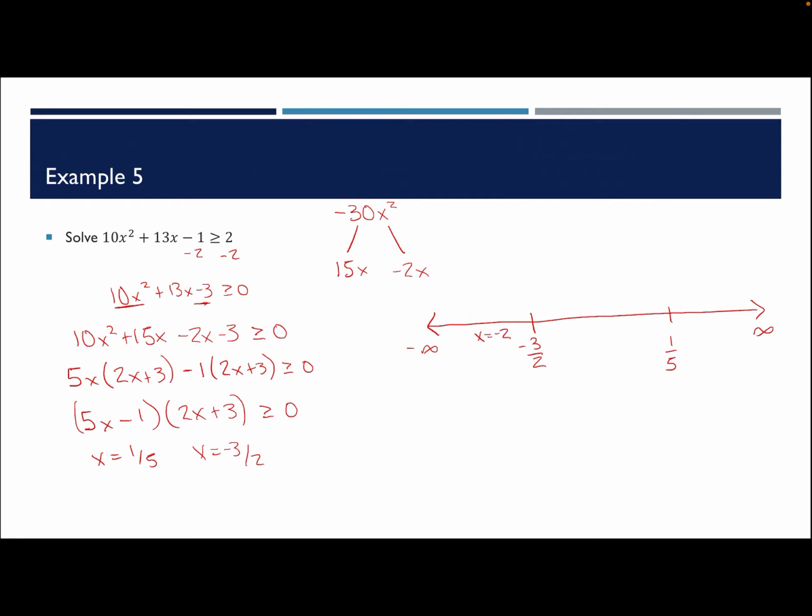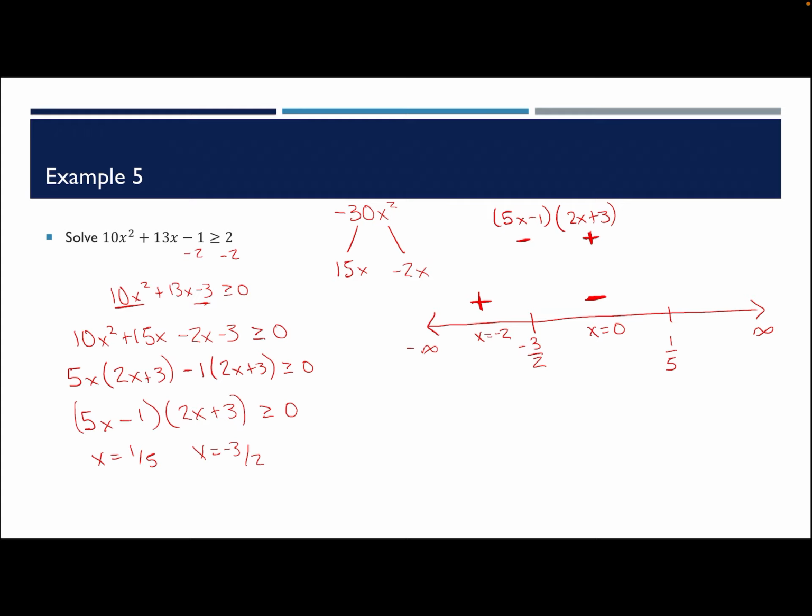And if you do that, we're substituting this into 5x minus 1 and 2x plus 3. So 5 times -2 minus 1, that's going to be negative. And 2 times -2 plus 3 is also going to be negative. Multiplying two negatives results in a positive value. If we choose a value between -3/2 and 1/5, I would choose x equals 0. If you choose x equals 0, 5 times 0 minus 1 is negative. 2 times 0 plus 3 is positive. A negative times a positive yields a negative value.